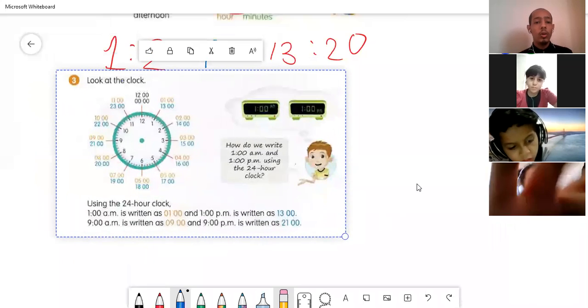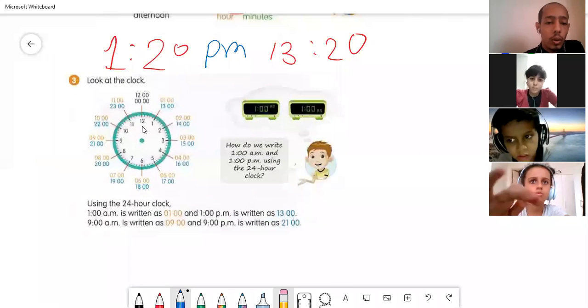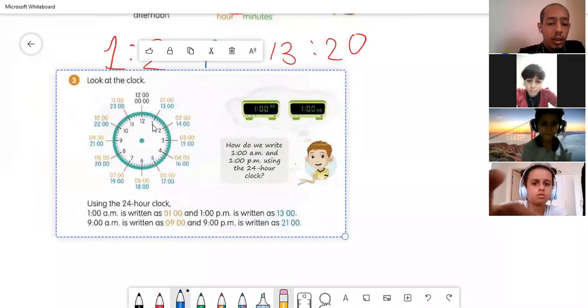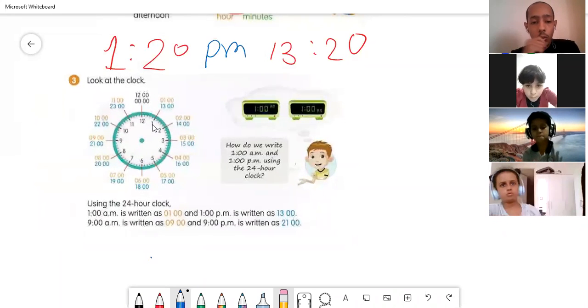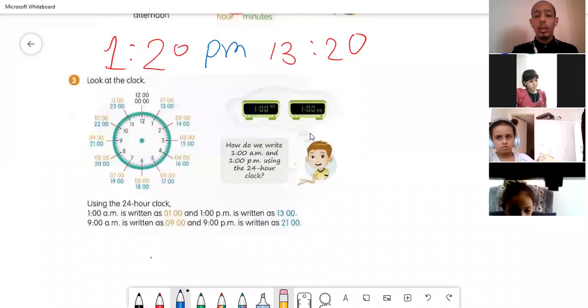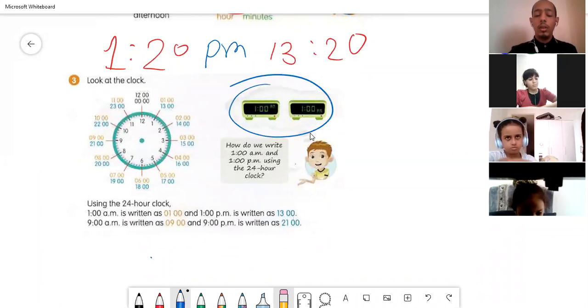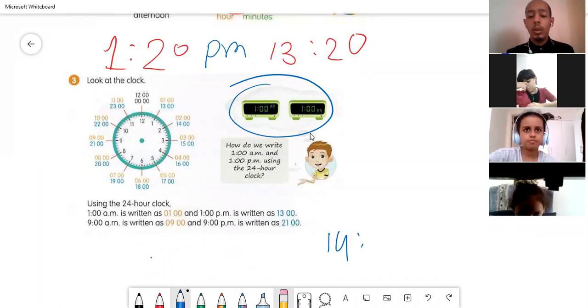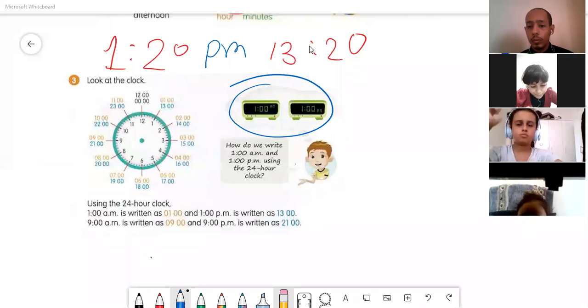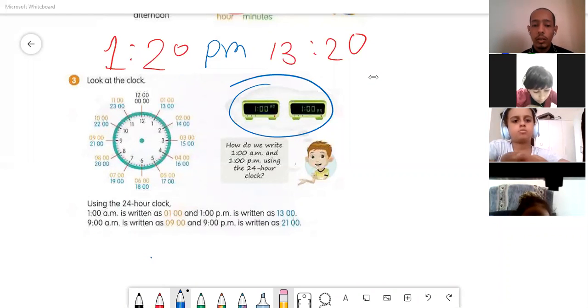All right. Look at the clock. We have the numbers from 1 until 12, right? With the analog clock, we cannot see the 13, 14, 15, and so on. But with the digital clock, we can see those numbers, for example, 14 o'clock. So to say which is, no, don't write anything.